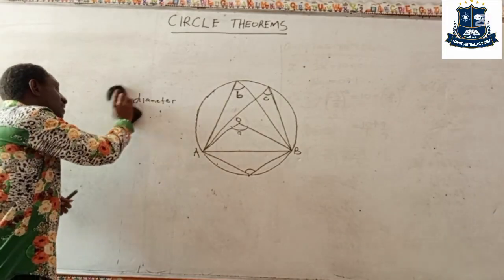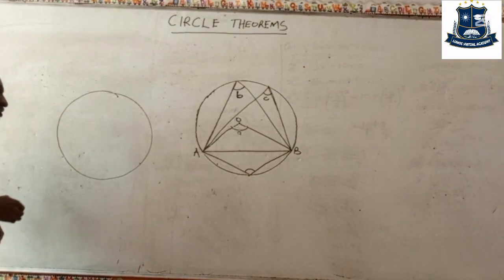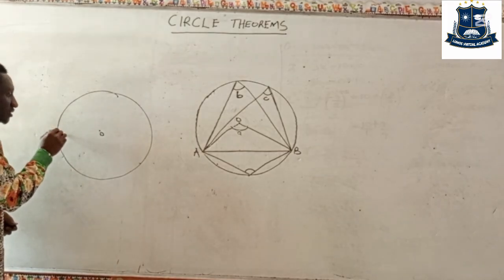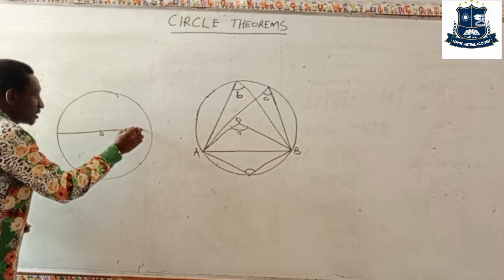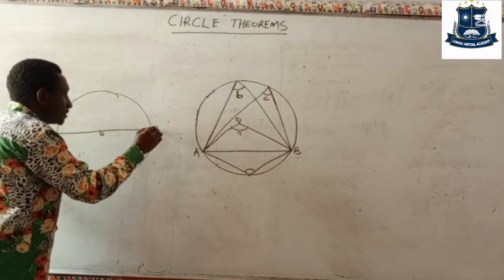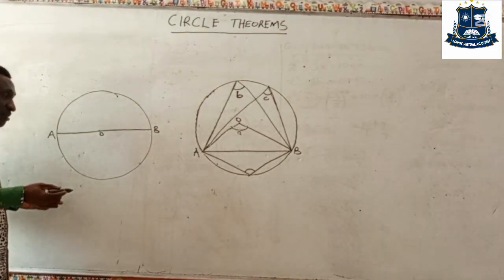Good. Now, even the diameter can form an angle as well. It's not just the chord. Remember, a diameter is a line that passes from the circumference through the center and then goes back to the circumference. Now, I can call this diameter AB. Now, this diameter can also form an angle at the circumference. So, how does a chord or diameter form an angle?